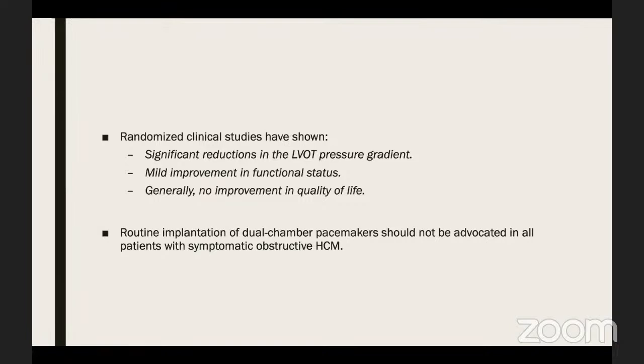In some randomized studies, there was a significant reduction in the LVOT pressure gradient with pacing and mild improvement in the functional status, and generally no improvement in the quality of life. The routine implantation of a dual chamber pacemaker should not be advocated in all patients with symptomatic obstructive hypertrophic cardiomyopathy.